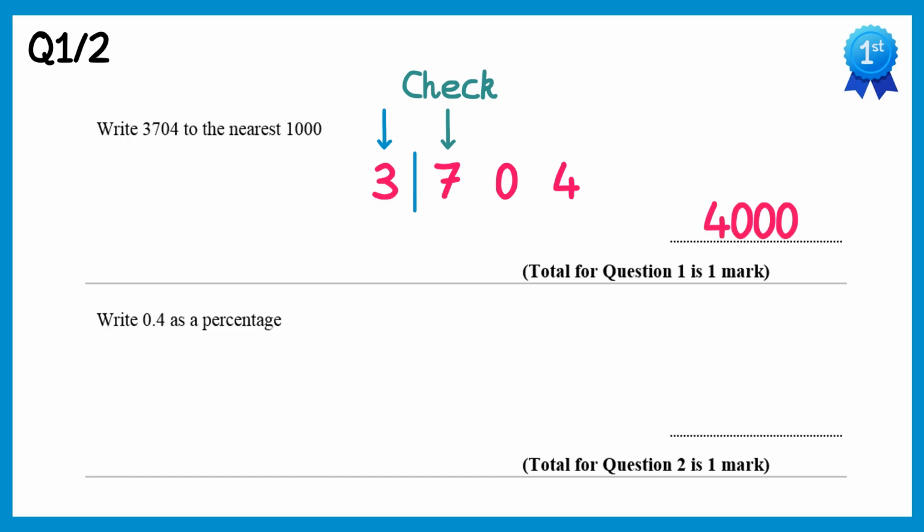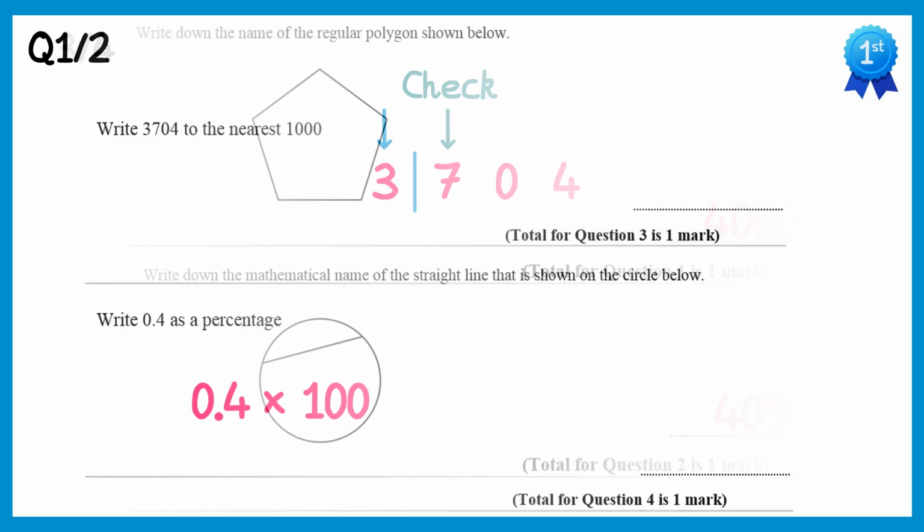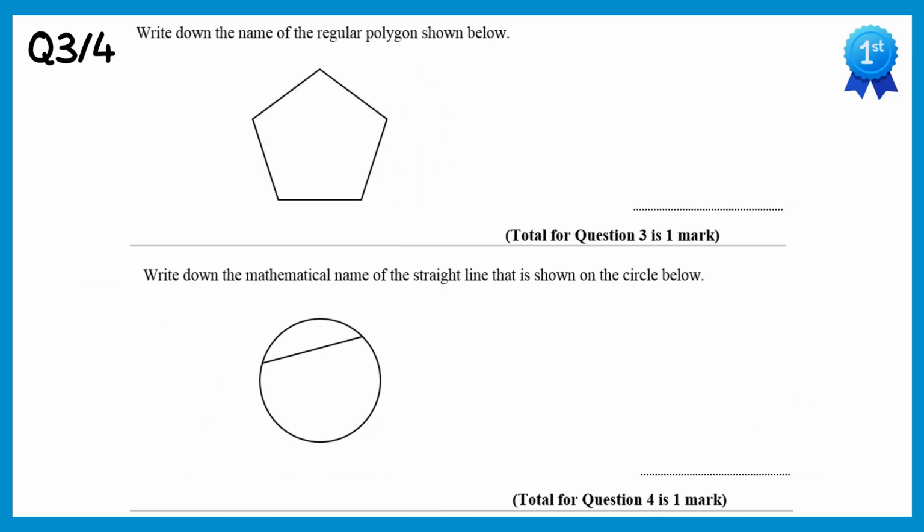To change a decimal to a percentage, you just times it by 100, so we do 0.4 times 100, which gets you 40%. Since this shape has 5 sides, it's a pentagon, and the name of a line that goes across a circle like this is a chord.